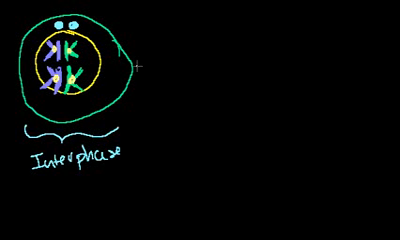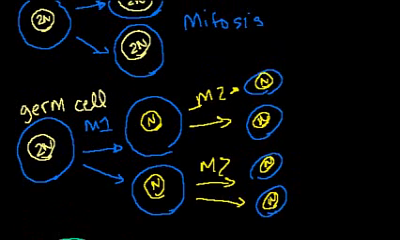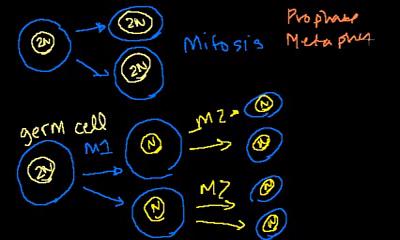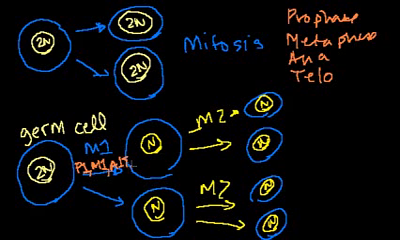This is a germ cell. So what happens is we enter into prophase 1. If you remember, let me write this down because I think it's important. In mitosis, you have prophase, metaphase, anaphase, and telophase. I won't keep writing phase down, or PMAT. In meiosis, you experience these in each stage. So you have prophase 1, followed by metaphase 1, followed by anaphase 1, followed by telophase 1.